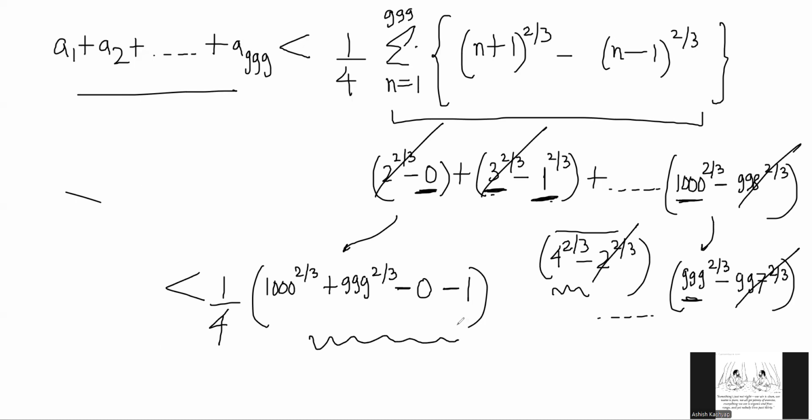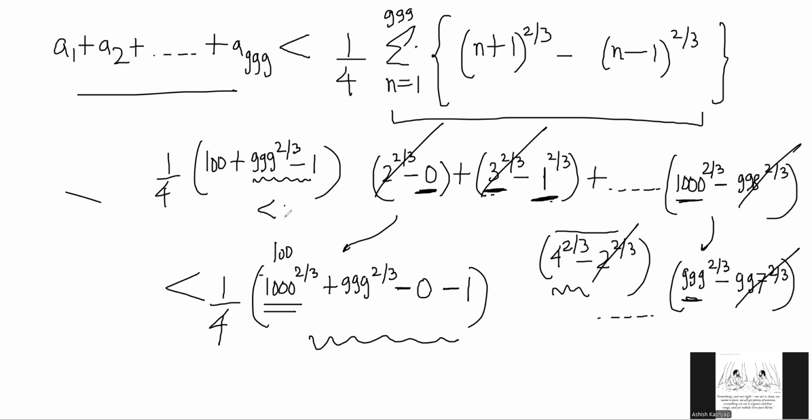Now, okay, so this is clearly going to be 10 power 3, so it is 100. So we are already getting 100 plus 999 power 2 by 3 minus 1, times 1 by 4. This is what we are getting. But we can say that 999 power 2 by 3 minus 1 will be less than 100, or 1000 power 2 by 3, right?